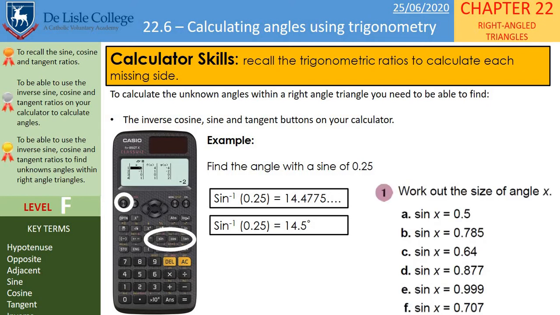So now you know how to do that. Please have a go at finding the size of the angle when we're doing sine 0.5, sine 0.785 and so on, and use this worked example here to help you with what to do. Please pause the video as you do this.